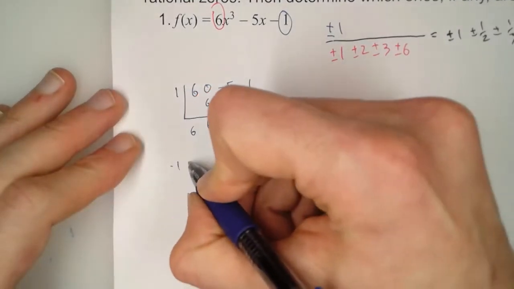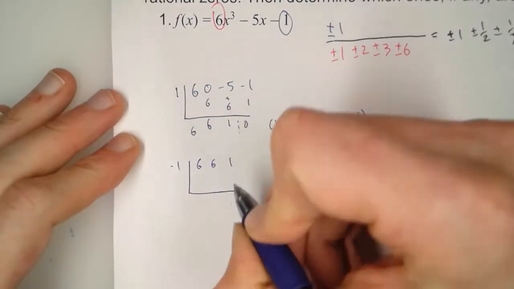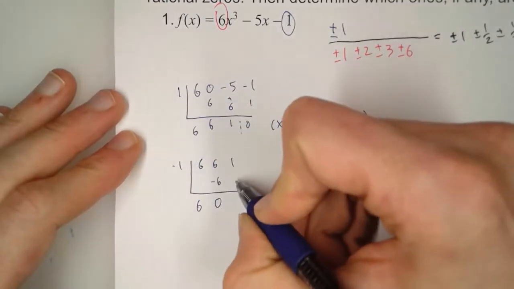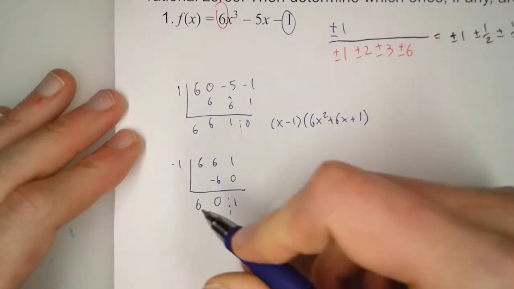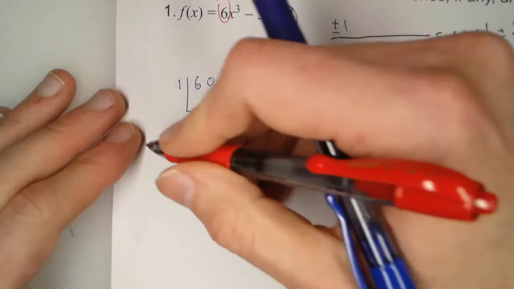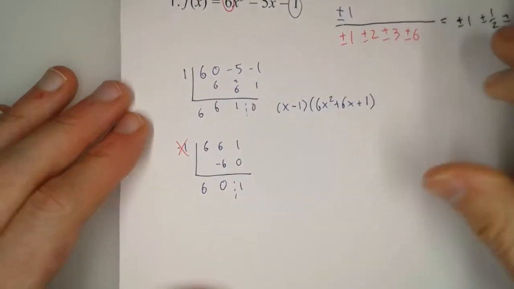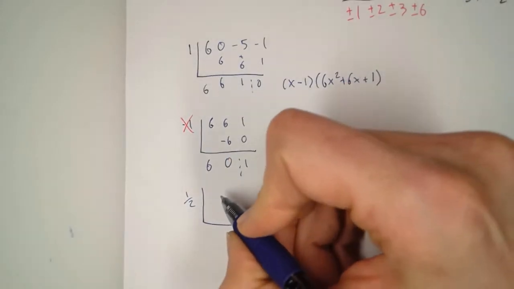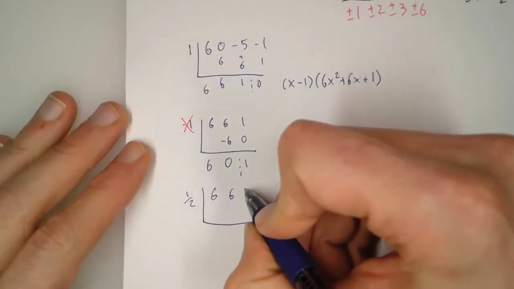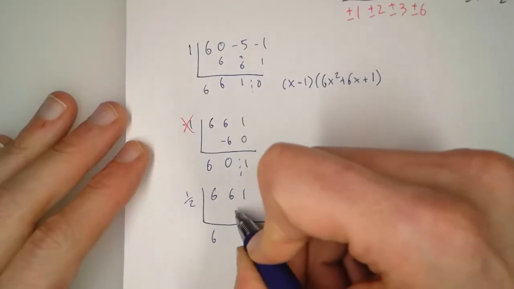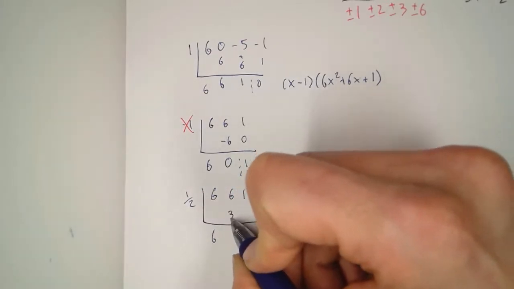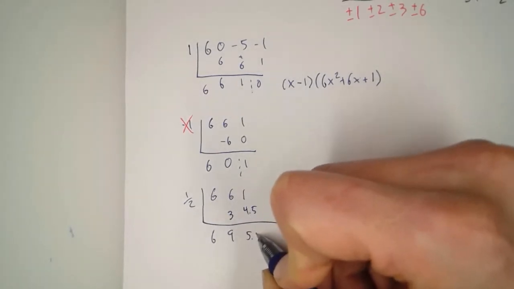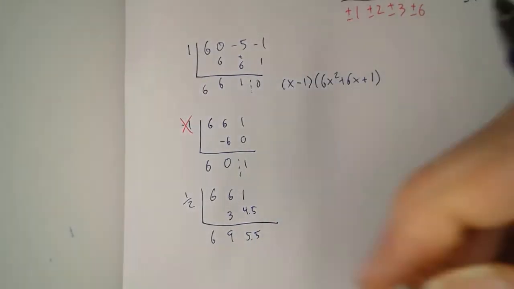Let's try -1. 6, 6, and 1. Bring down the 6, times -1 is -6, which makes 0. And then we get 0, 1. So nope, that did not work. So let's try 1/2. All right, so 6, 6, and 1. Bring down the 6, times 1/2 is 3. 6 and 3 is 9, and that's 4.5. That's 5.5. So nope, 1/2 is not going to work.